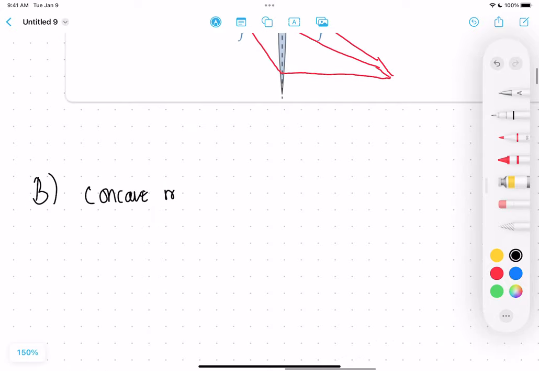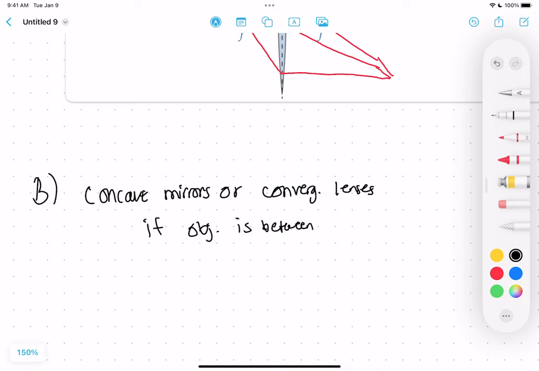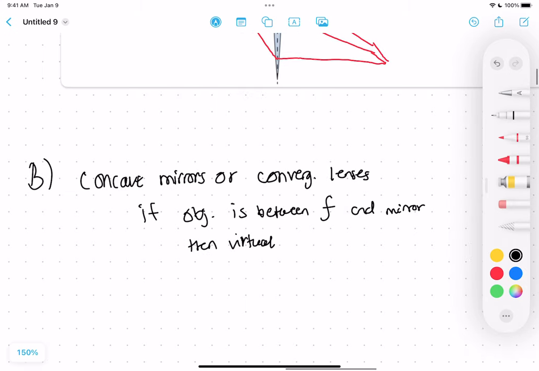Diverging or converging lenses. If the object is between the focal length and the mirror, then it's a virtual image. And I think I had a table or a chart, or maybe I just listed it out on my slides, as well as a couple of links that I found while studying for the MCAT for the optics.